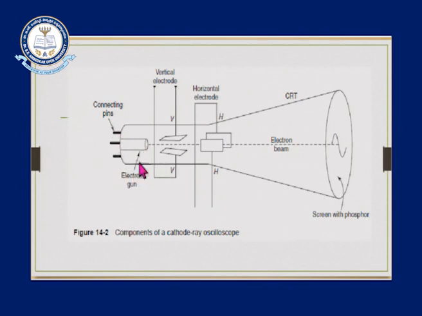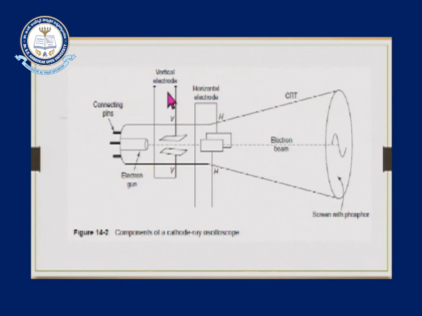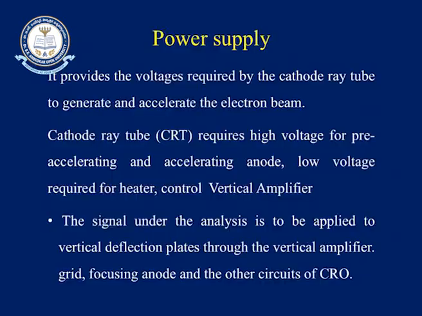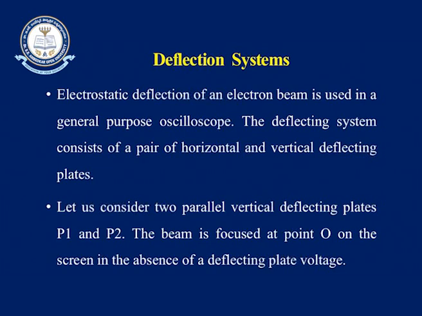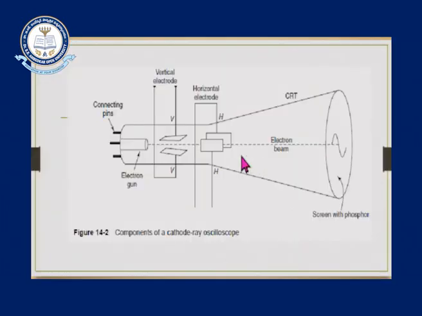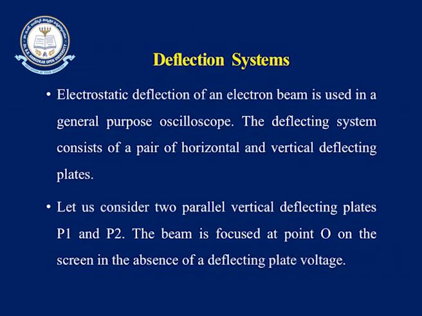Okay, this is the electron gun. This one is the trigger circuit and power supply internal circuit. This is the deflection system, where the rays are deflected. Here is the screen with the phosphorus; this screen is the phosphorus plate. Here is the electrostatic deflection system.